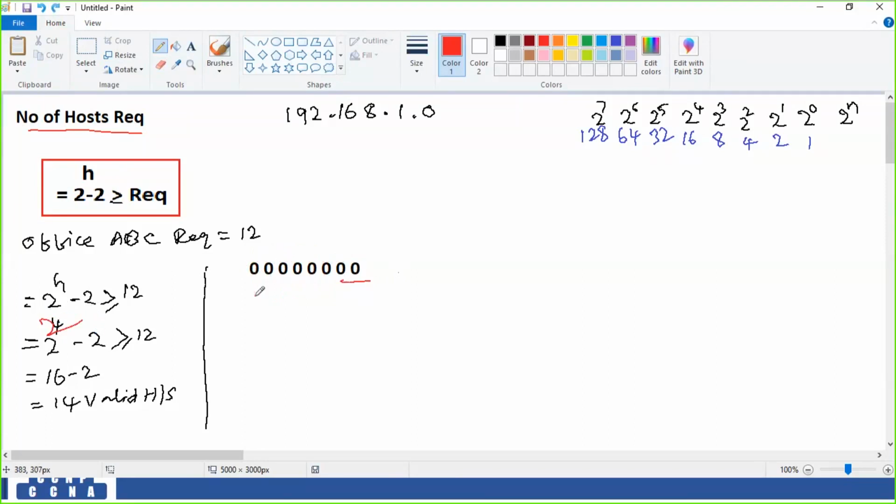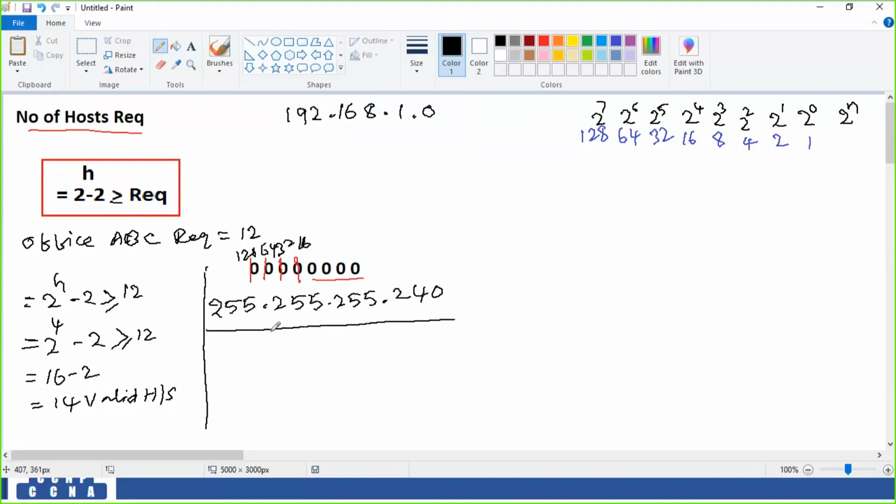Got it? As for this example, what is our power value? 4. Leave 4 host bits and let me convert the remaining: 128, 64, 32, 16. What is the customized mask? 255.255.255, then 128 plus 64 plus 32 plus 16, which is 240. It's a CSM.